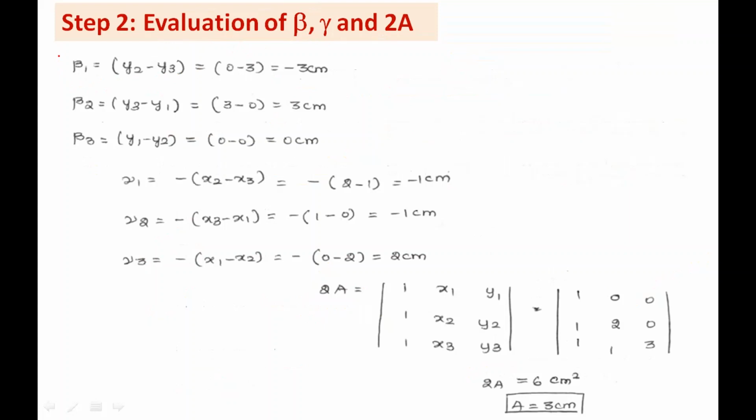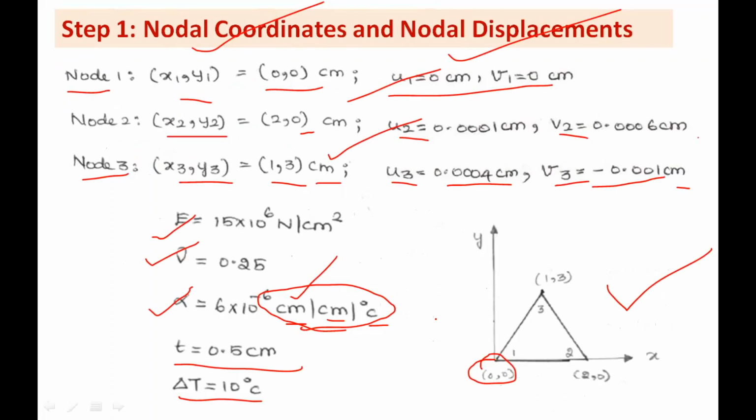So what is the expression for beta? Beta i is equal to yj minus yk. Now beta 1 is equal to y2 minus y3. Substituting the values, we are getting minus 3 centimeter. Beta 2 is equal to y3 minus y1. Substituting the coordinate values, we are getting 3 centimeter. Beta 3 is equal to y1 minus y2, which is equal to 0. So why are we getting beta 3 as 0? Because one side of the element is horizontal. If one side is vertical, we will get gamma 0.